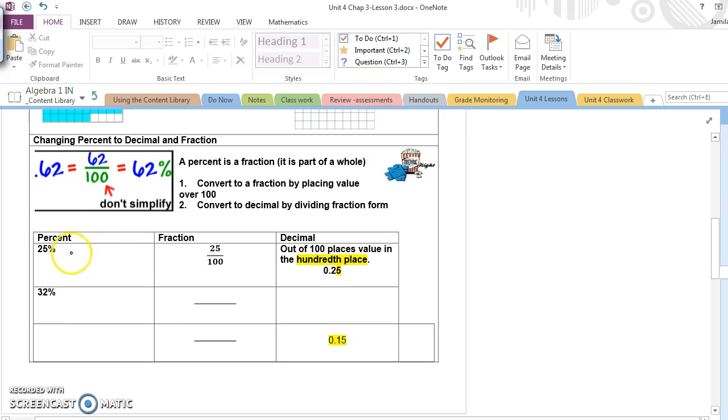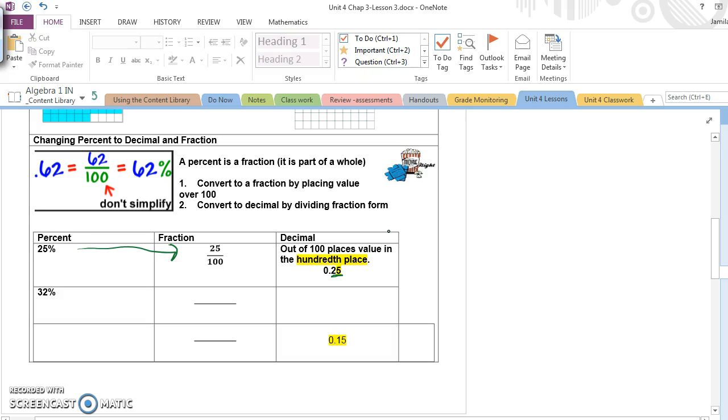So let's take a look at this. We have 25%. So to change it into a fraction, I simply put it over 100 because percent, remember, means out of 100. 25 out of 100. So 25 over 100. Then changing it to a decimal, so out of 100, 100 place value in the hundredths place. So as I stated above, I knew I needed to make it so that it was in the hundredths place. So 0.25.